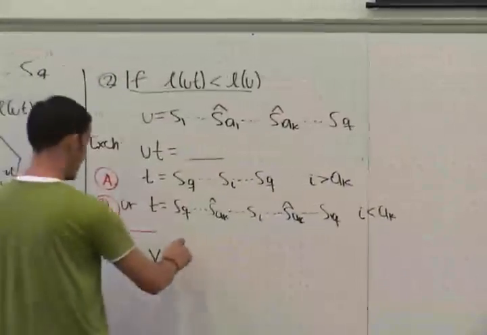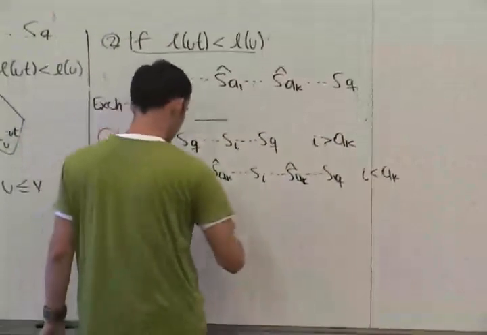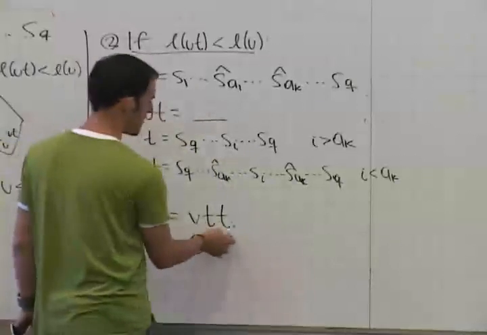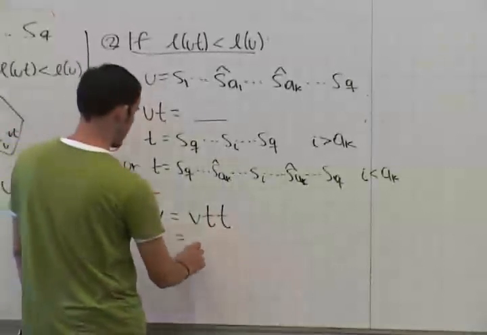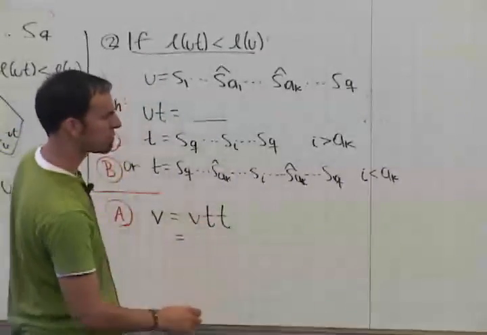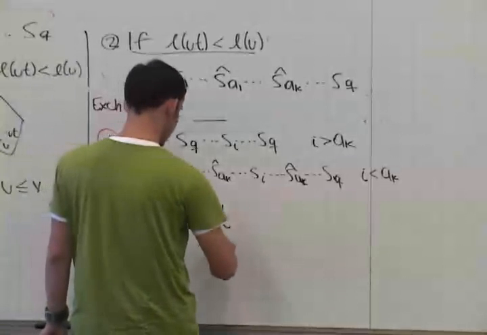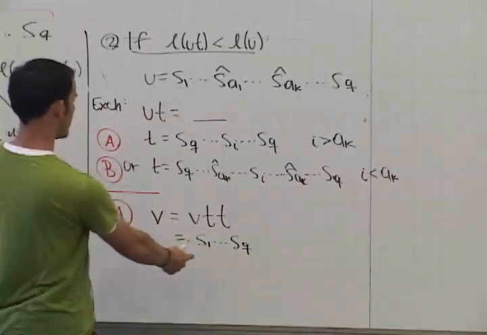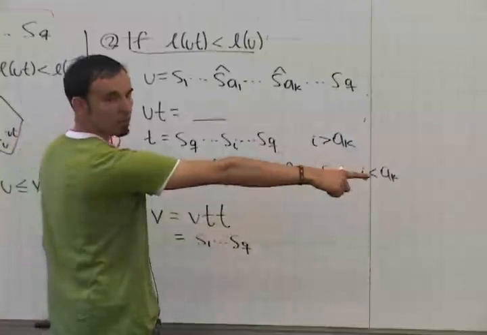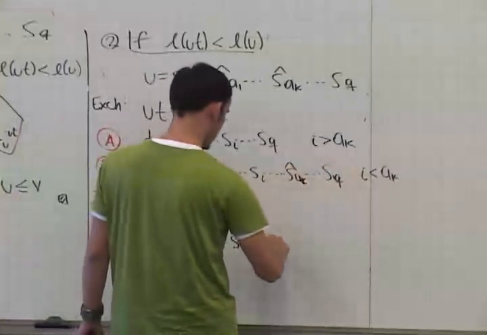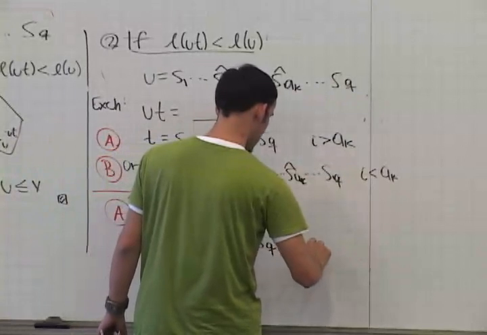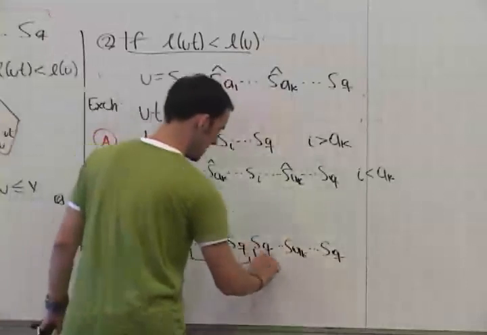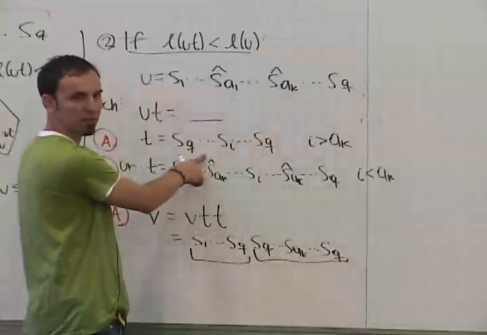Well, let's do it. I forget if someone actually wrote this on the forum or not, but one way of proving it is like this. V is equal to VTT. Okay? What's V? V is S1 up to SQ. What's T? Let me plug in T equal to that one first. T is equal to SQ down to AK and up to SQ. So this is V, this is T. And then for the second T, let me plug in this second expression.